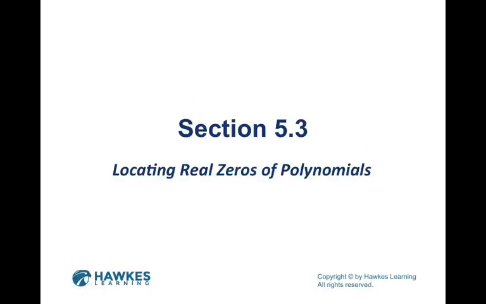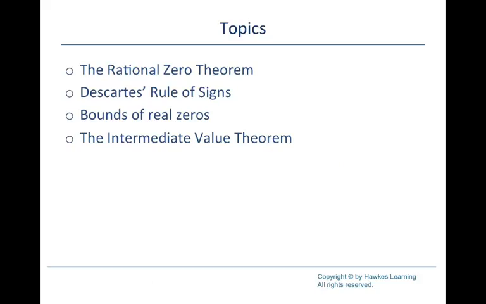Alright, we're starting section 5.3 now, which is locating real zeros of polynomials, not complex zeros, just real zeros. There are some processes that we go through to help us narrow down the possibilities of things to try, to find those numbers where it crosses the x-axis in a graph. So we're going to talk about the rational zero theorem, Descartes' rule of signs, bounds of real zeros, and the intermediate value theorem.